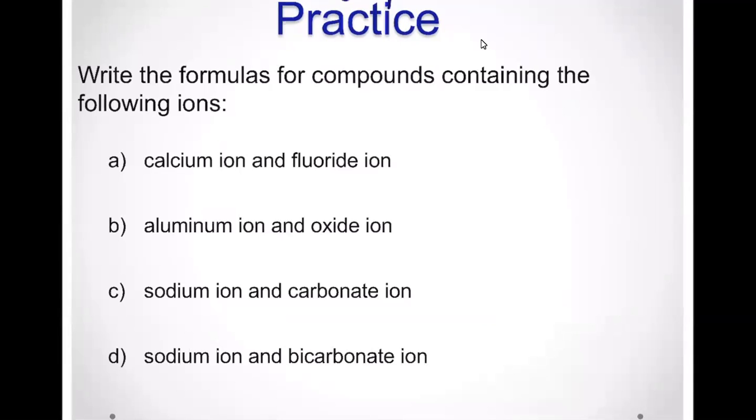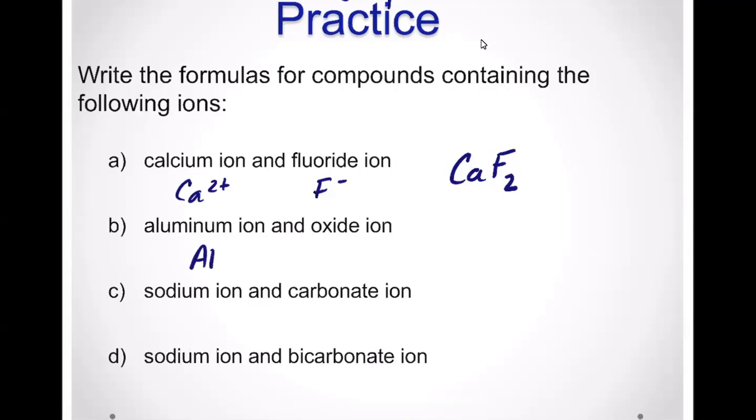Okay, so write the formulas for the compounds containing the following ions: the calcium ion and the fluoride ion. So this gives you a little bit of practice of using your periodic table and determining the charges of the ions. So calcium is group 2, so we know that's always 2 plus. Fluoride is a halogen, so it's always a 1 minus. Now we're going to combine those together so that the charge is electrically neutral and get calcium fluoride.